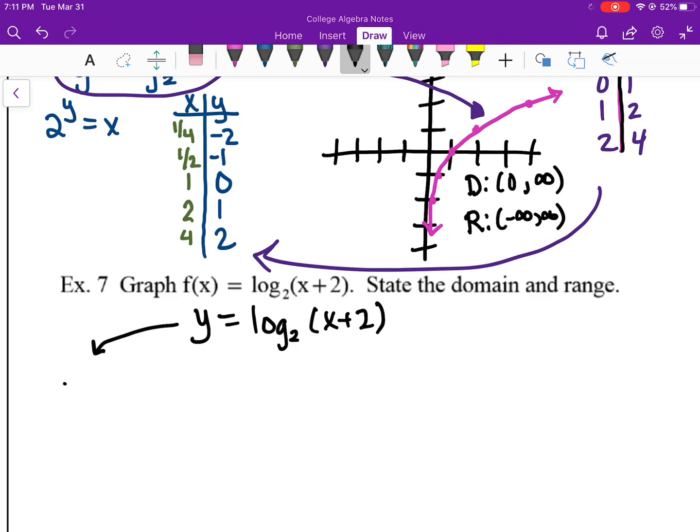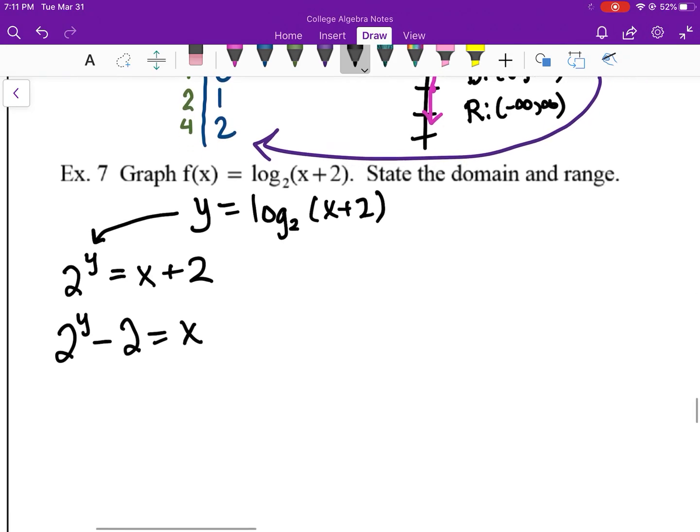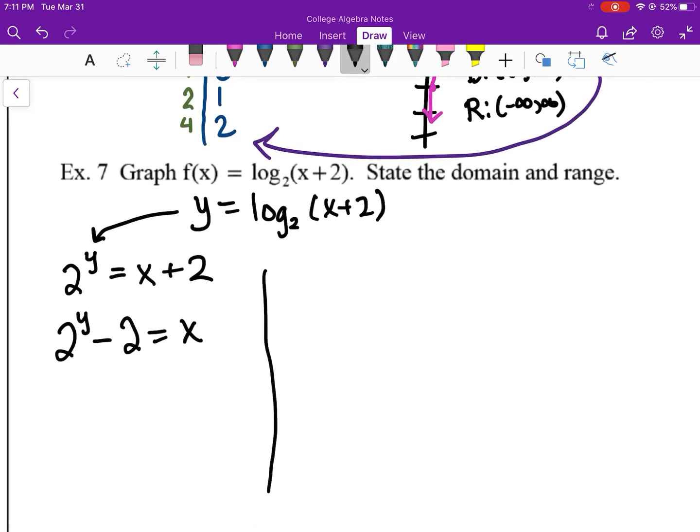So my base is 2 to the y. At this time, I can take off my parentheses. I'm going to solve it for x. I'm going to build my table. I'm going to choose y values again.